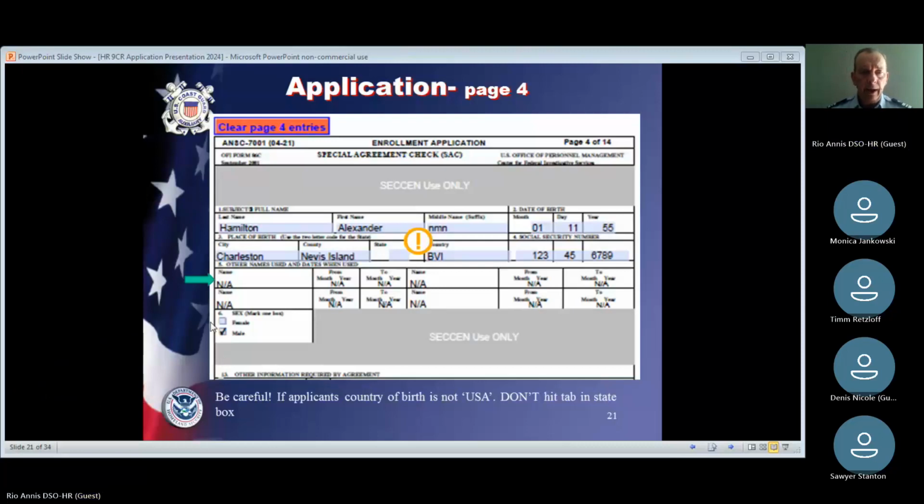If they have never had any other legal name, it would be NAs in all these other boxes. If someone was married and they have a maiden name, then that would be their previous legal name you would fill in here with the dates from and to.